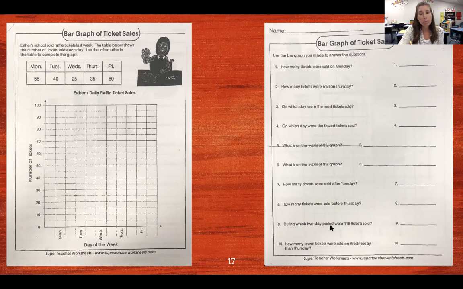During which 2-day period were 115 tickets sold? So you need to figure out which 2 days add up to 115 tickets. Number 10, last one. How many fewer tickets were sold on Wednesday than Thursday? Okay, so that is your very first activity that you're going to do. You're going to make your graph, and then you are going to answer the questions.